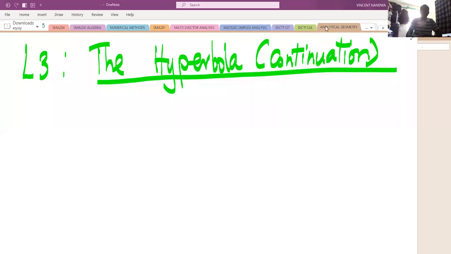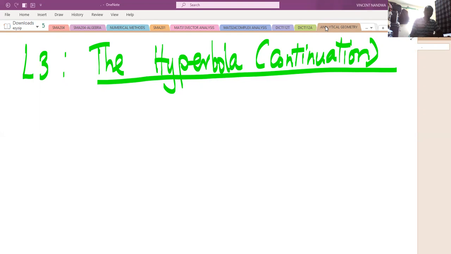So welcome to this class. In this class, we are going to discuss the equation of a hyperbola when the center is shifted away from the origin and the transverse axis is shifted away from the x-axis or the y-axis.